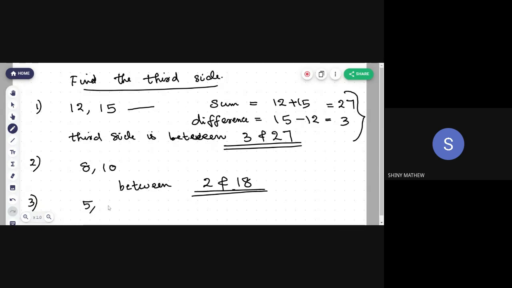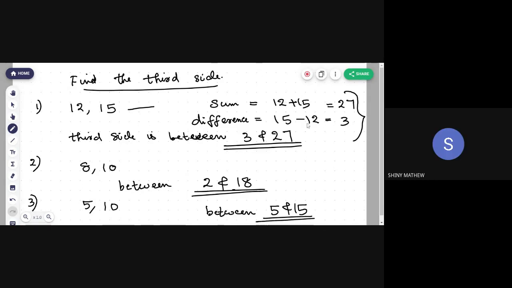5 and 10. So between which two numbers? Between 5 and 15. Miss, 5 and 15. Between 5 and 15. I think all of you studied.